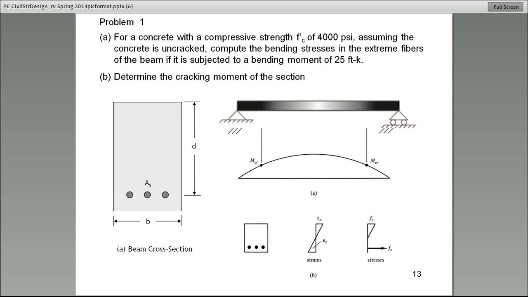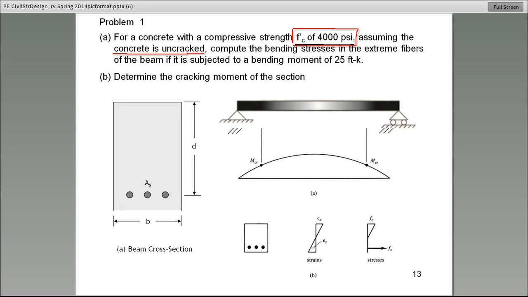Just imagine this is the day of the test, and let's see how we can do. It says, for a concrete with a compressive strength of 4,000 psi. So f'c, this concrete has been designed to reach 4,000 psi in 28 days. So f'c is equal to 4,000 pounds per square inch. Then it says, assuming the concrete is uncracked.